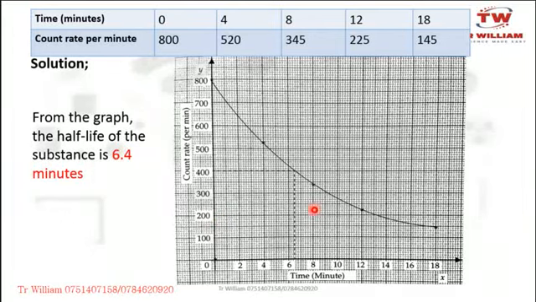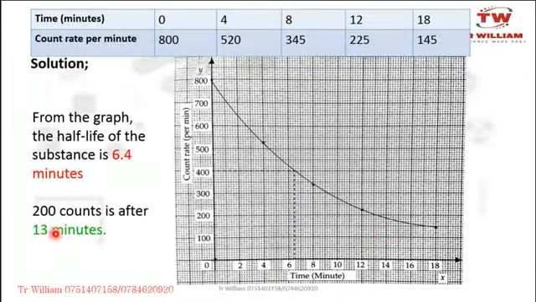At 200 we see that the time, when we read here, is the fifth division from 12. Now if each one is 0.2, meaning from here it is 12.0, the first one will be 12.2, the second one 12.4, the third one 12.6, the fourth one 12.8, and the fifth one will be 13. So it means that at 200 counts per minute, the time will be 13 minutes. Therefore, the miners should always wait 13 minutes every time they come across that mineral.